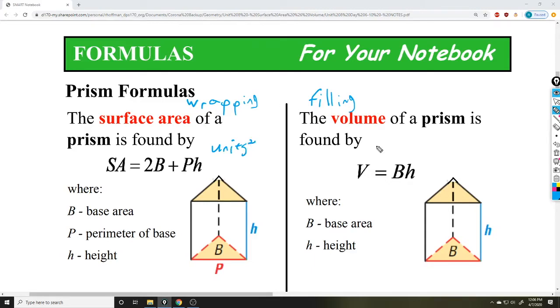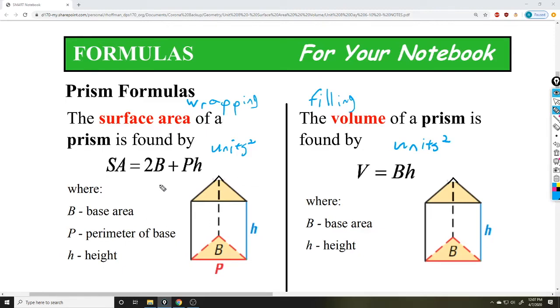Volume, on the other hand, volume is filling. And it's going to be in units cubed. The reason I say volume is filling is I want to fill this container or whatever shape we have with, say, water. And I want to know how much water do I need to fill up this entire space. It's the amount of space inside of the shape.